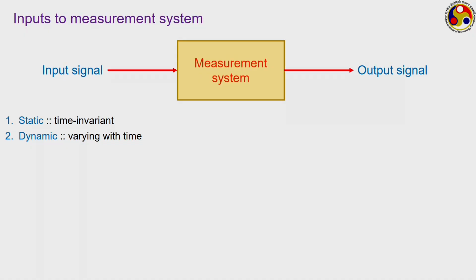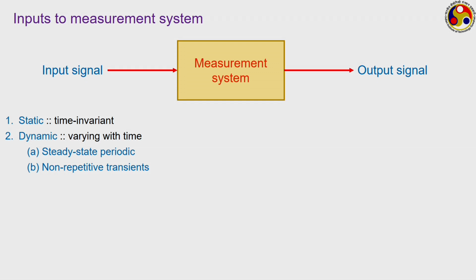Now, something we have already discussed last week: depending upon their time varying nature, we can classify the input signals into two categories, static and dynamic. Static refers to time invariant, dynamic is something which is varying with time. Common examples of static signals can be the fixed temperature of a body, maybe mass, or maybe the length of something, unless it is going through some kind of expansion or contraction. These are common examples of static signals.